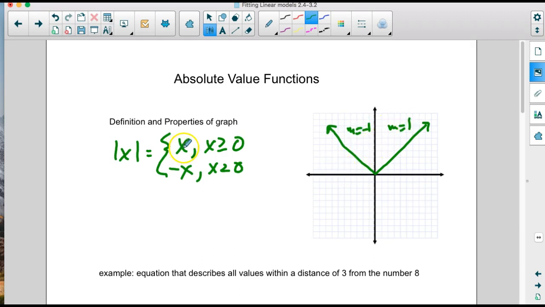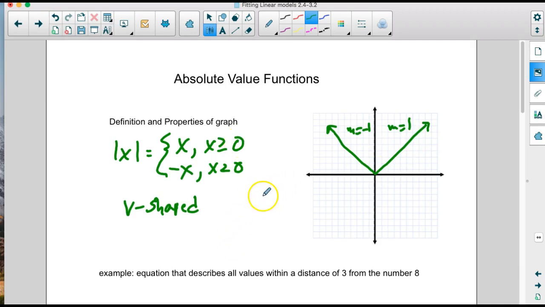Some of the properties of the graph is that it always looks like a V shape. It's V-shaped. And it always has what we call a vertex point where the two pieces connect.